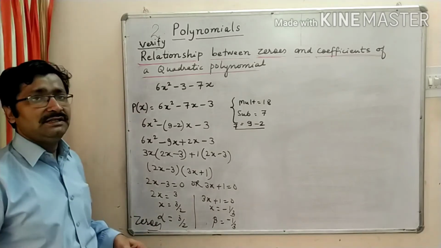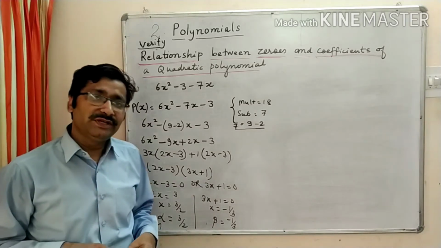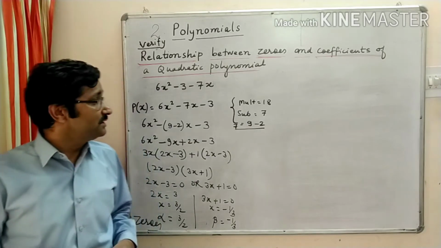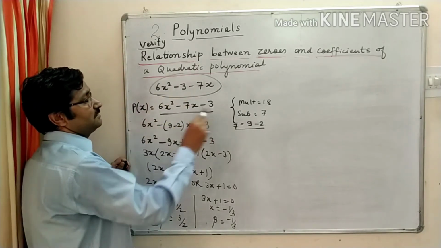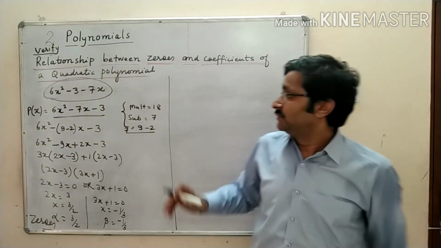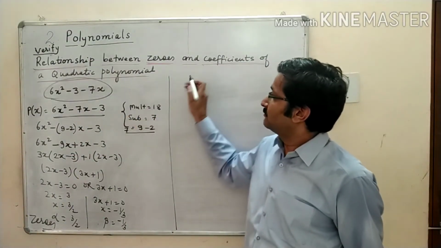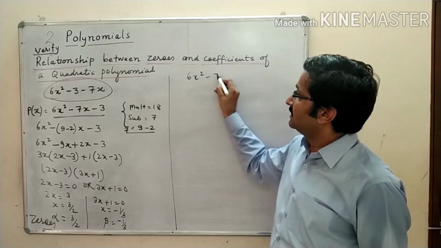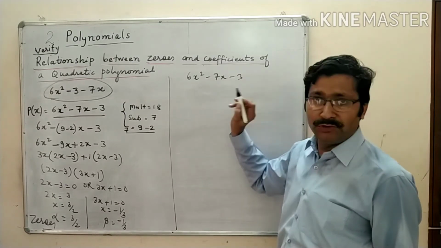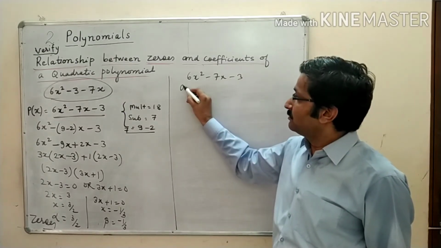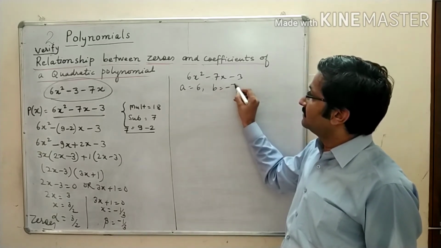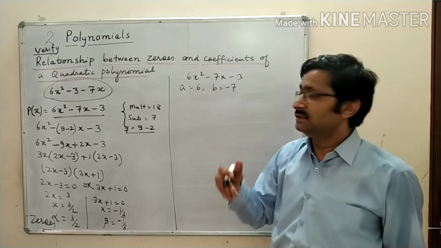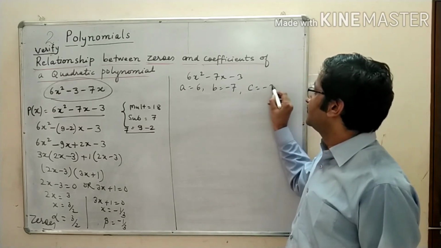Zeros we get. Now second, what we have to find is the coefficients. You will not take the coefficients from here, you will take the coefficients from the standard form. This polynomial is 6x square minus 7x minus 3. The coefficient a equal to 6, the second coefficient b equal to minus 7, minus also you will include, then c is minus 3.